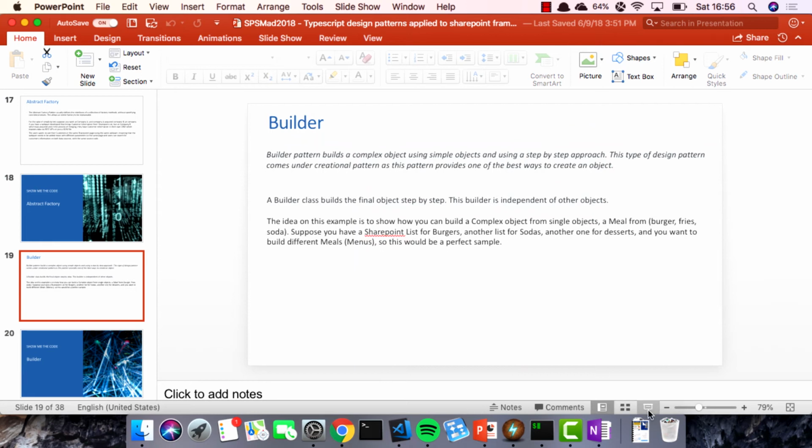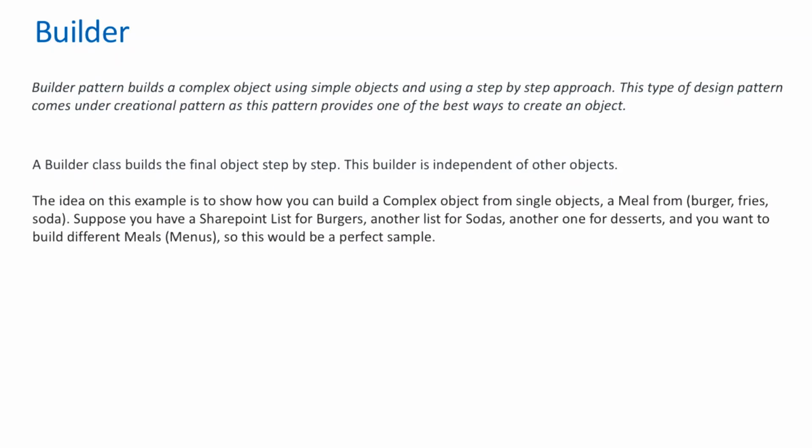The builder. The builder is a pattern to build complex objects out of single objects. So what I'm going to show next is how to create a meal out of something to drink and something to eat. So we have drinks, we have burgers, and then we are going to see how we can build a complex object with the meal, the entire food. So this is the builder pattern.